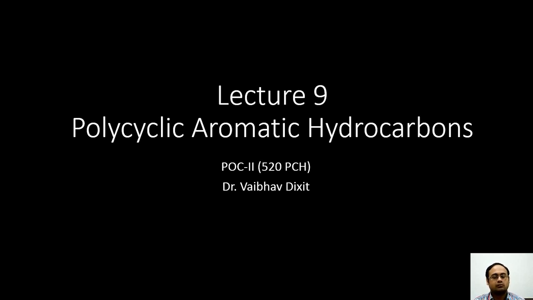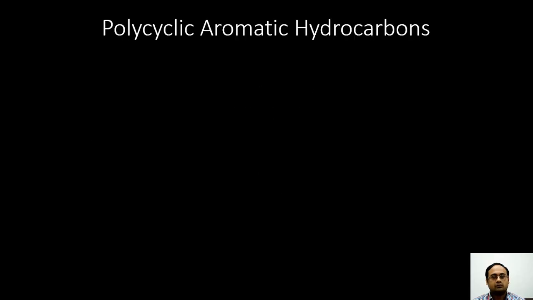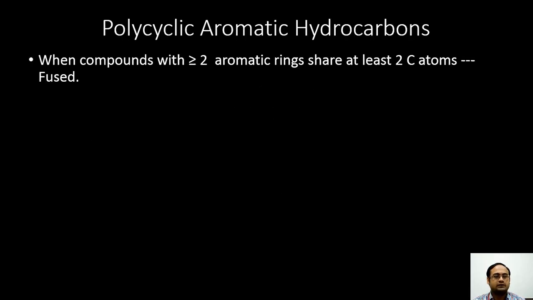Today we will cover polycyclic aromatic hydrocarbons. So what are polycyclic aromatic hydrocarbons? These are compounds which contain two or more aromatic rings which share at least two carbon atoms with them. That means they are fused.